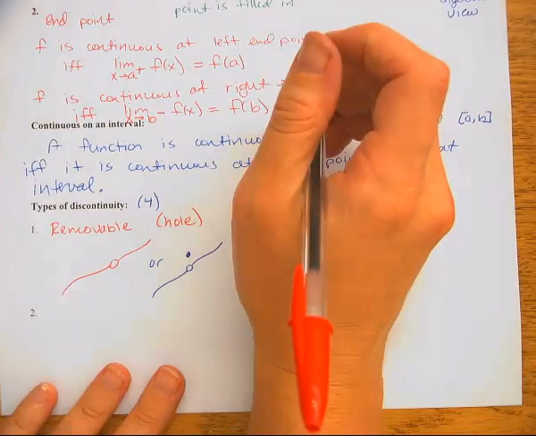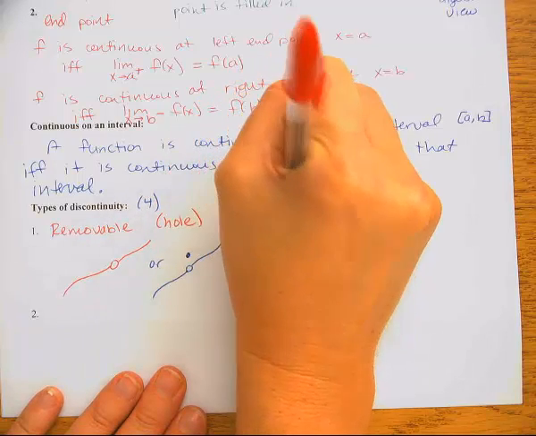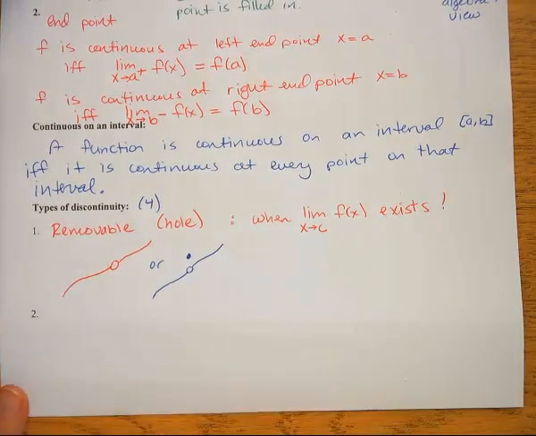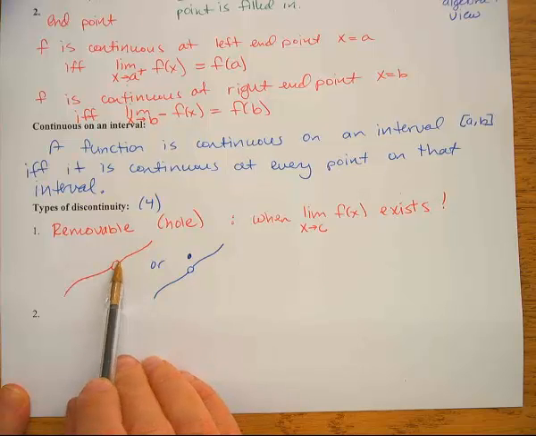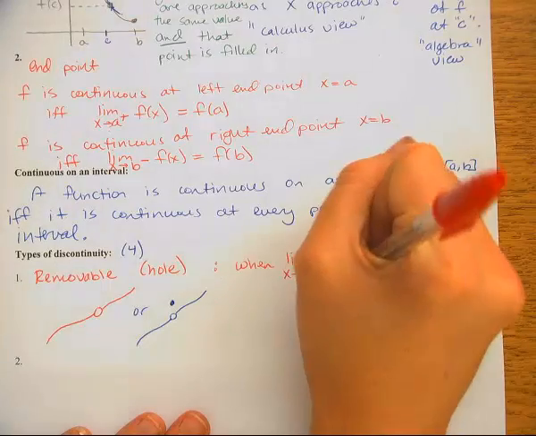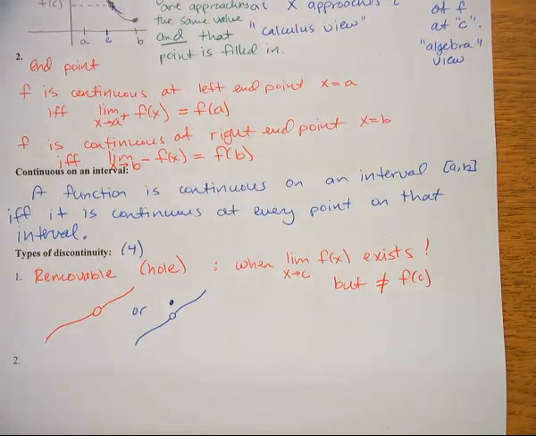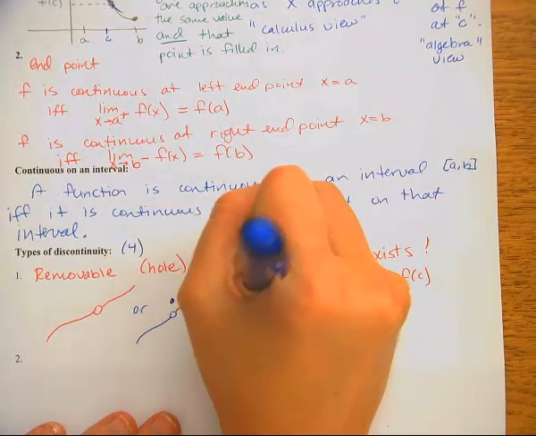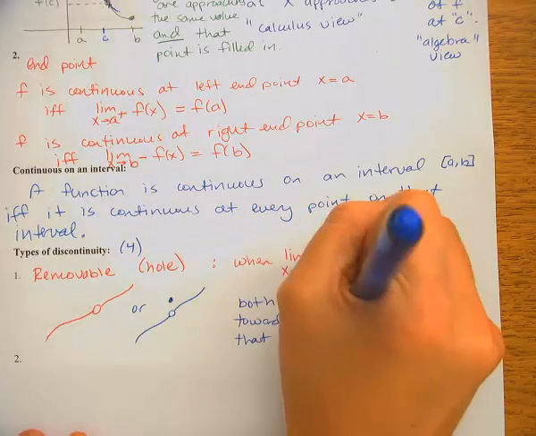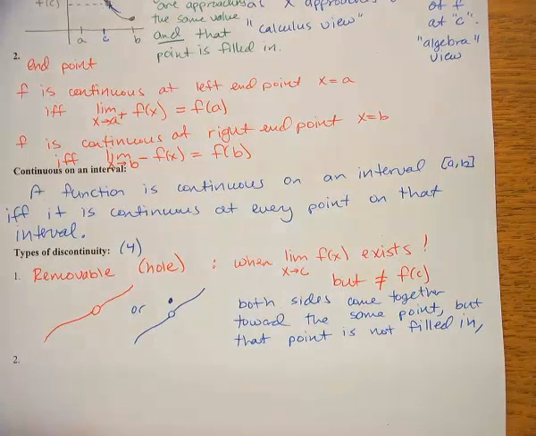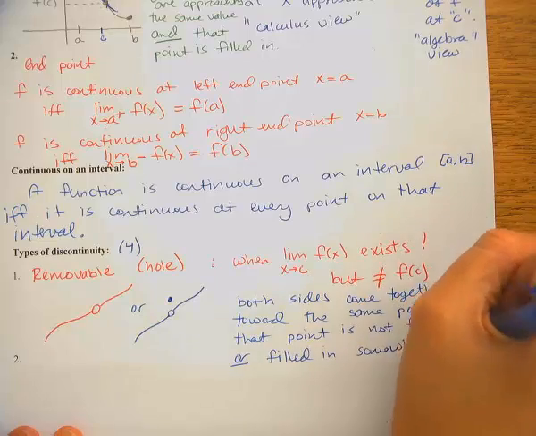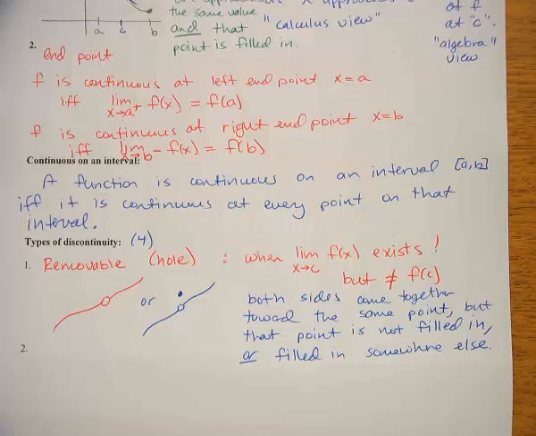Technically, what is happening is that this is when the limit as x approaches c of f of x exists. Okay, the 2-sided limit exists. The left-hand side and the right-hand side are approaching the same value. It's just that they don't equal the value of f at that point. The limit as x approaches c exists, but is not equal to f of c. So both sides are coming together toward the same point, but that point is not filled in. Or, if it is filled in, it's filled in somewhere else. So that's when you have a removable discontinuity or a hole discontinuity.